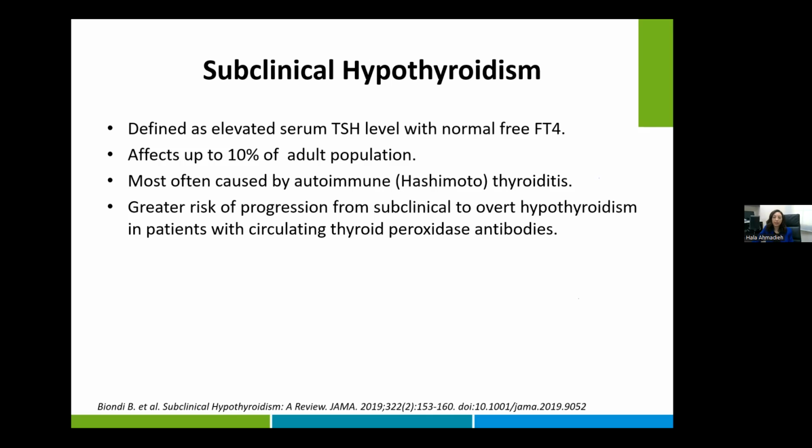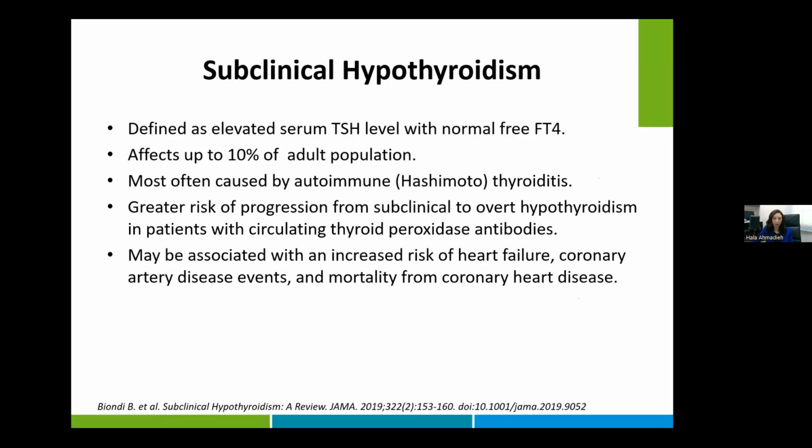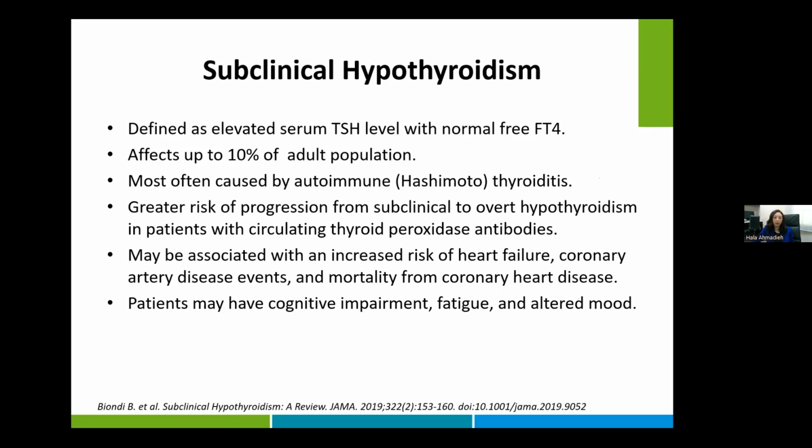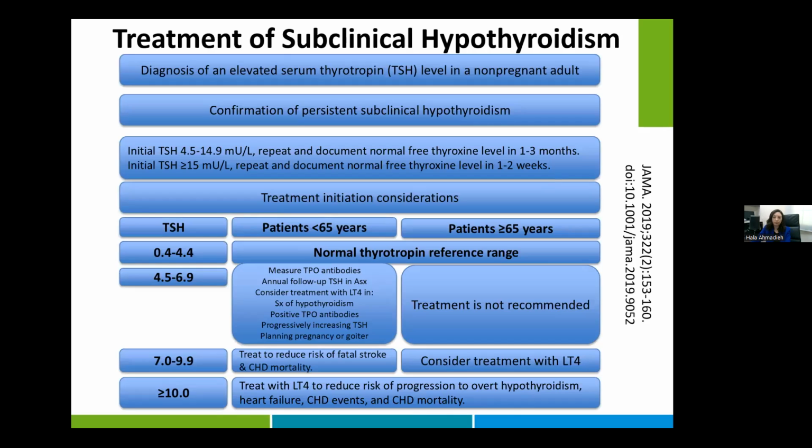These individuals have a high tendency of going from subclinical to overt hypothyroidism. And if we measure the thyroid peroxidase antibody and it's positive, this means that they are at high tendency of developing overt hypothyroidism. There are some studies that showed that even if it is subclinical and the individual has only TSH elevation, they may be at increased risk of cardiac events, heart rate, and a slight increased risk of mortality from heart disease. And the elderly especially may have some cognitive impairment with subclinical hypothyroidism.